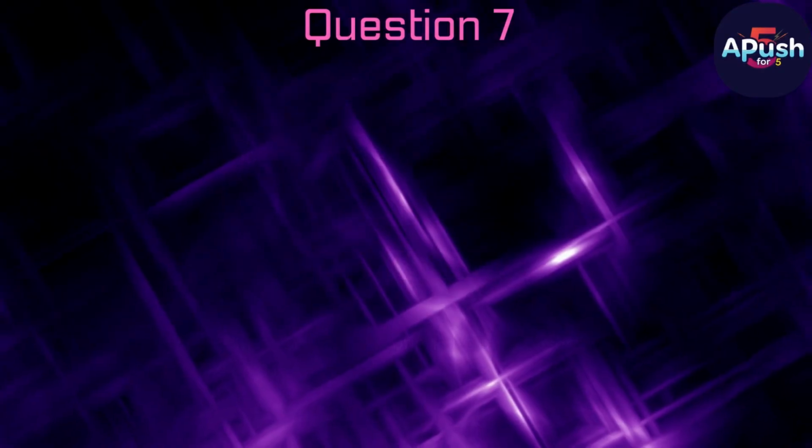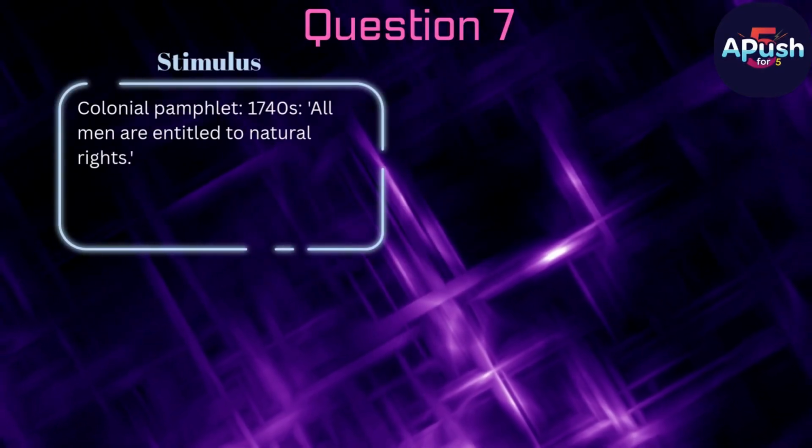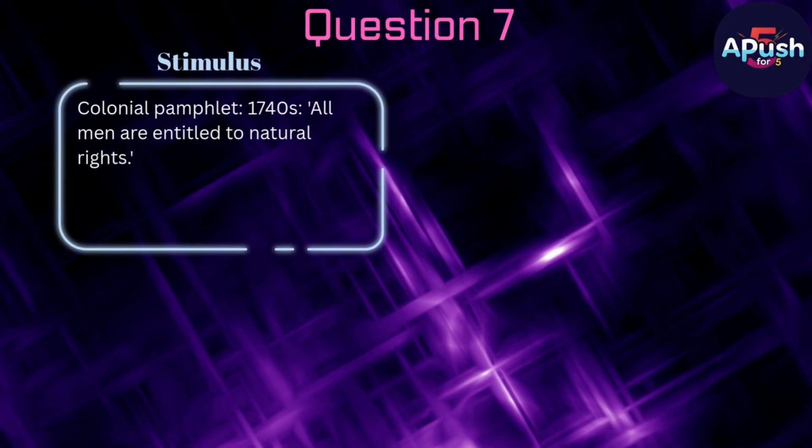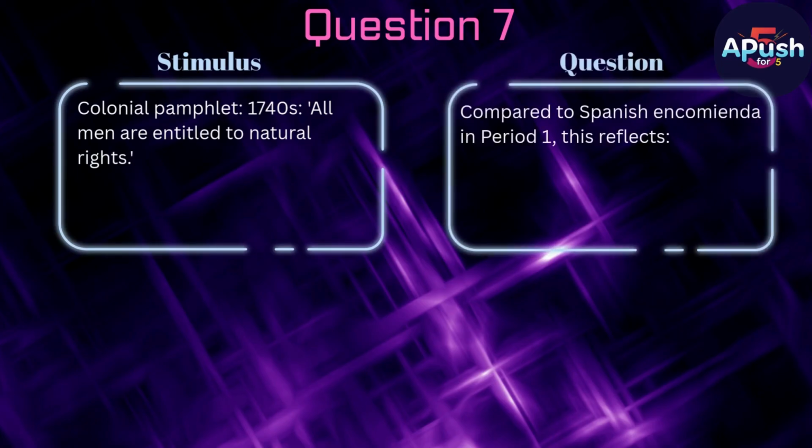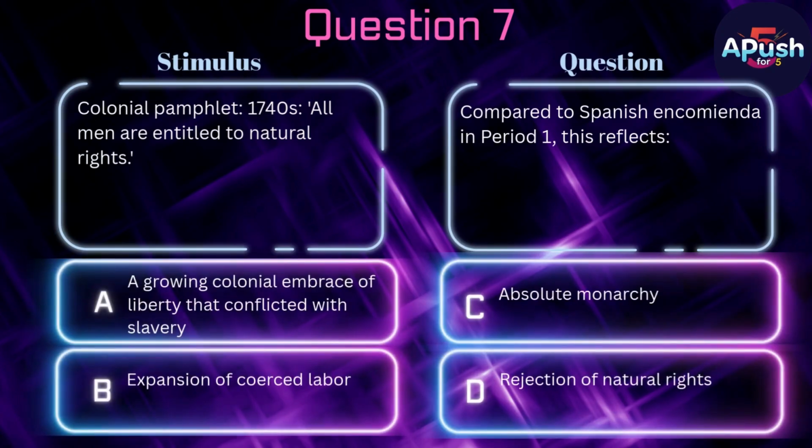Question 7. Stimulus. Colonial pamphlet, 1740s. All men are entitled to natural rights. Question. Compared to Spanish encomienda in Period 1, this reflects: A. A growing colonial embrace of liberty that conflicted with slavery. B. Expansion of coerced labor. C. Absolute monarchy. D. Rejection of natural rights.